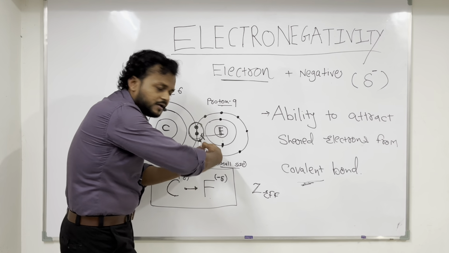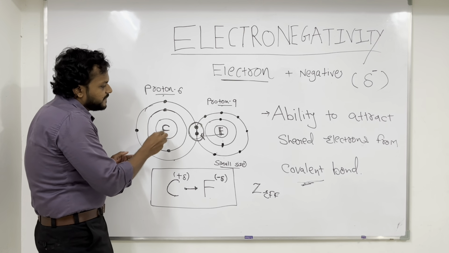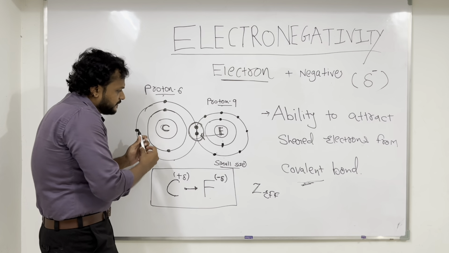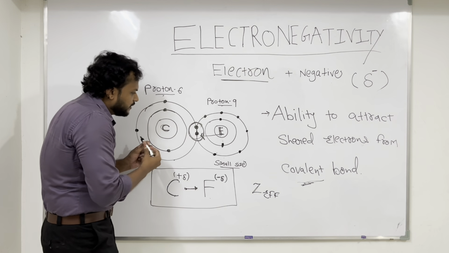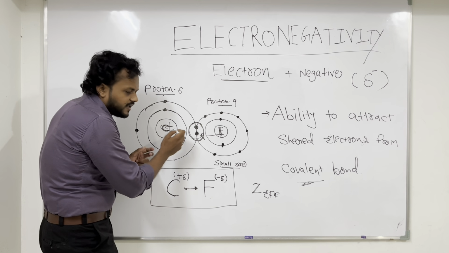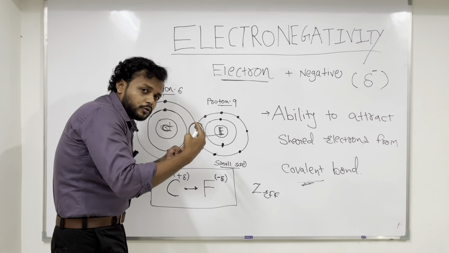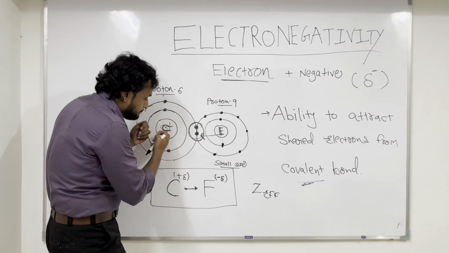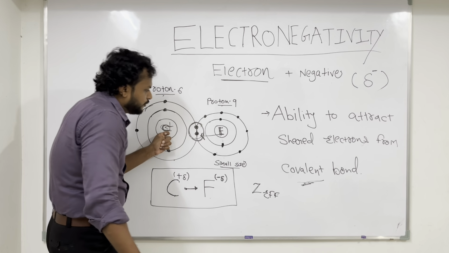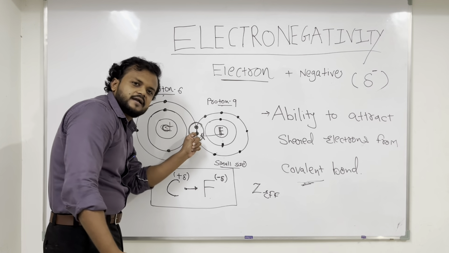On the other hand, carbon has a bigger size than fluorine, and the atomic radius is quite bigger, so the distance between the net positive charge and the shared electron is more, and because of that there is poor attraction between this positive nucleus, this positive charge and the electrons.